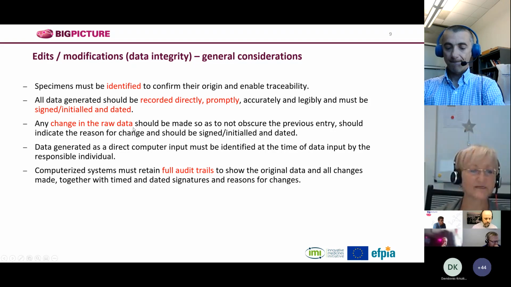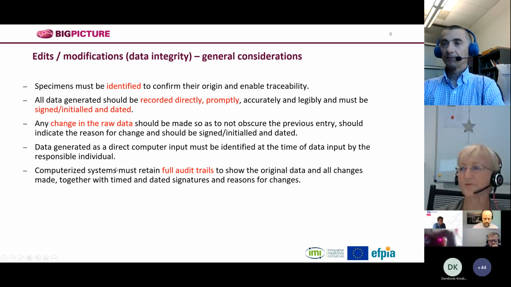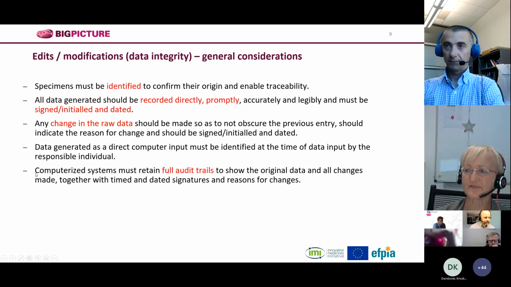So change in the raw data then will also be important for the new aspects of digital pathology. Data generated as a computer input must also be identified at the time of data input and by the individual doing it. And finally, computerized systems must retain full audit trails in order also to be able to show the original data and all changes made, together with timed and dated signatures. And again, those reasons for changes.